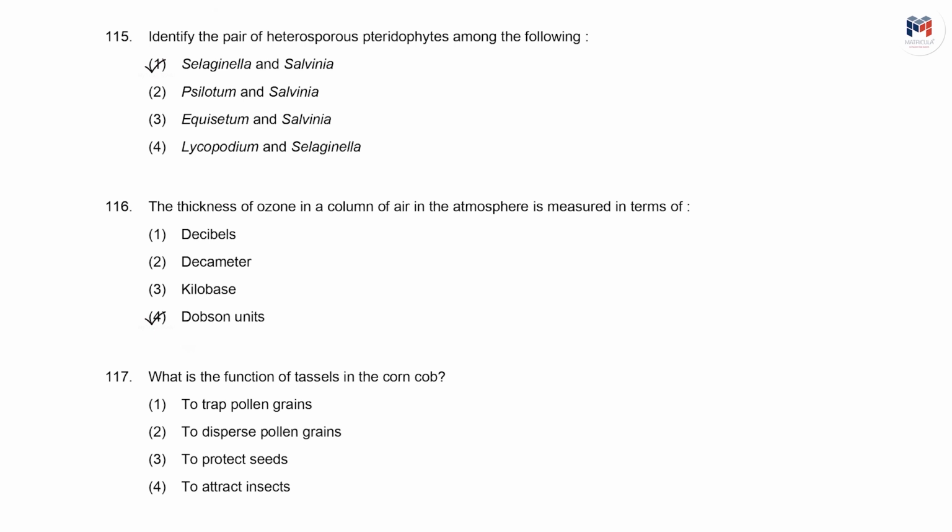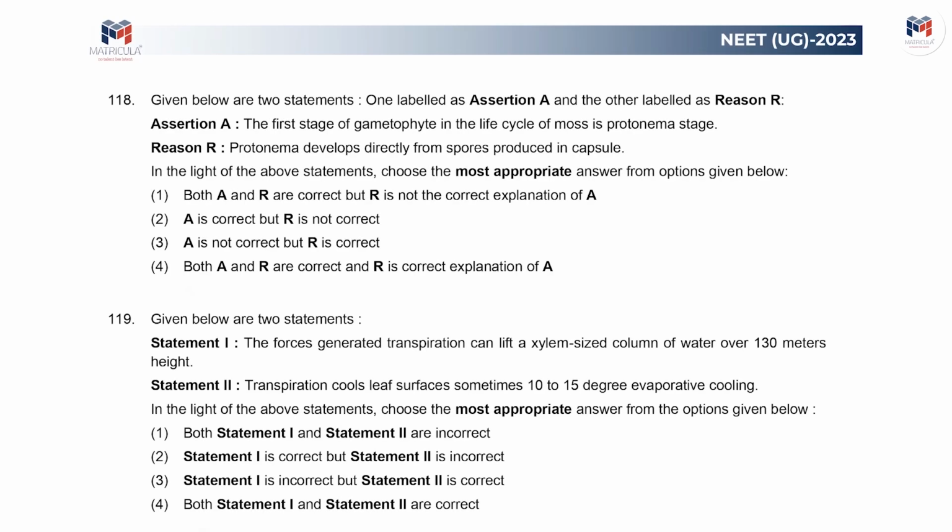Question number 117. What is the function of tassels in the corn cob? The answer is option number 1, to trap pollen grains. Question number 118. Given below are two statements, one labeled as assertion A and the other labeled as reason R. Assertion A, the first stage of gametophyte in the life cycle of moss is protonema stage. Reason R, protonema develops directly from spores produced in capsule. In the light of the above statements, choose the most appropriate answer from the option given below. The answer is option number 4. Both A and R are correct and R is correct explanation of A.